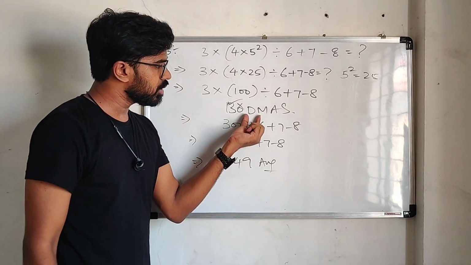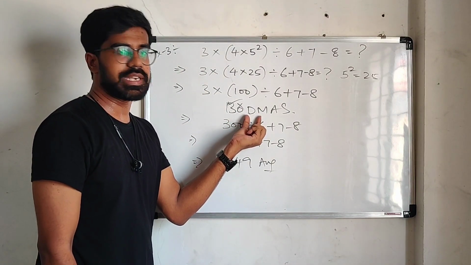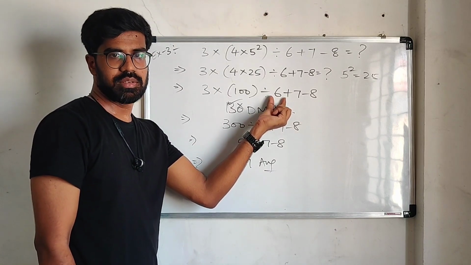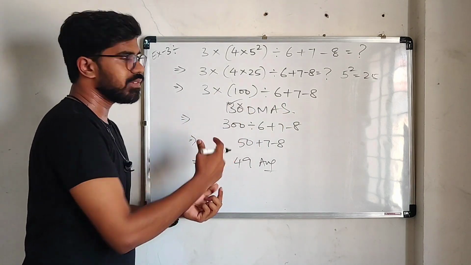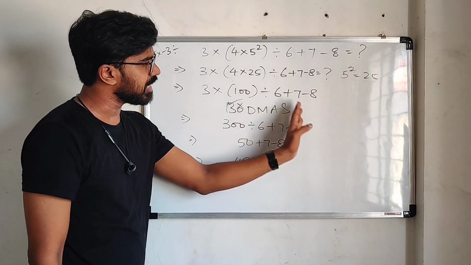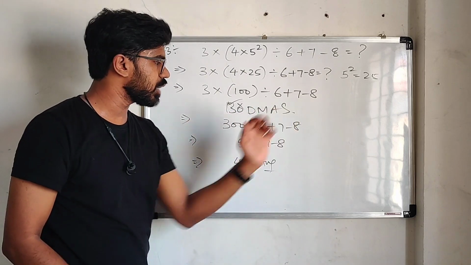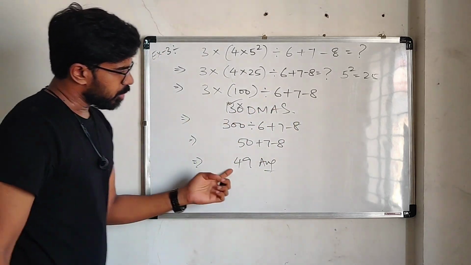Even if you do the division first, you are still going to get the same answer. 100 divided by 6 will be 50 upon 3. 50 upon 3, when you multiply by 3, the 3 and 3 will get cut. So simply 50 plus 7 minus 8. When you come across this, just follow from left hand side to right hand side. Just follow like that. Is that clear? So you will be getting this answer.